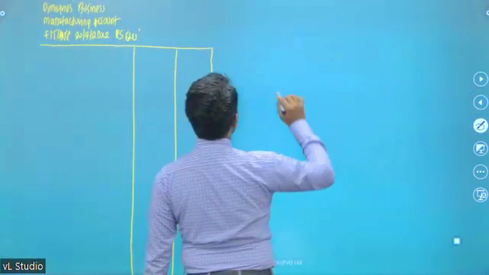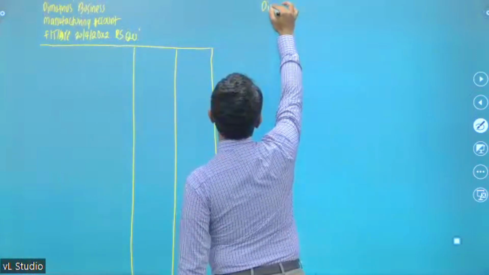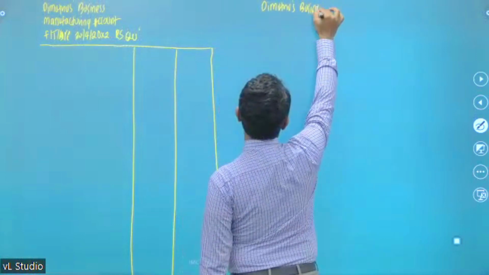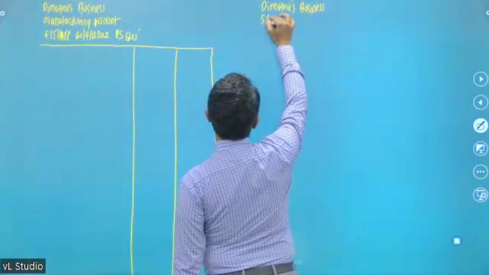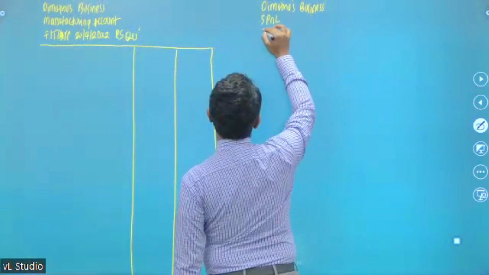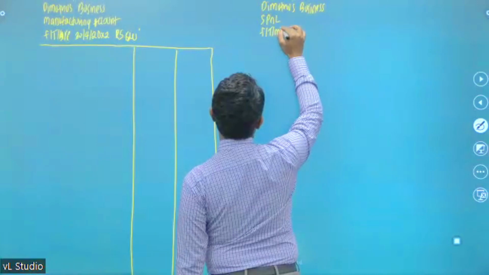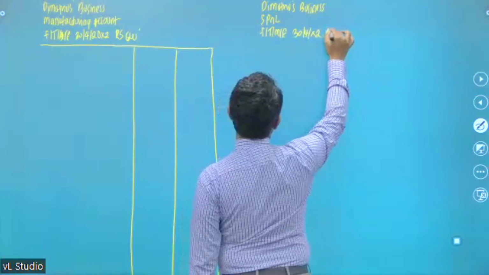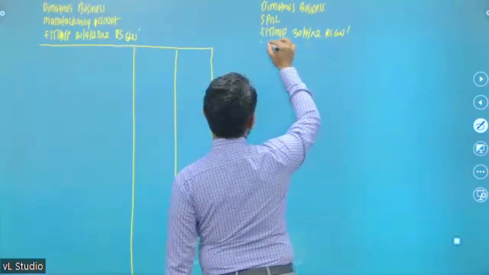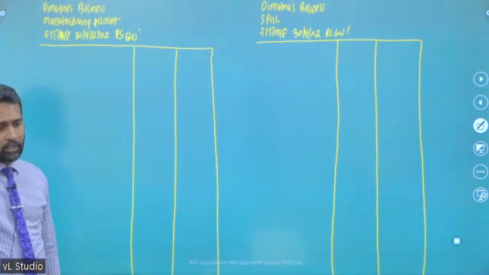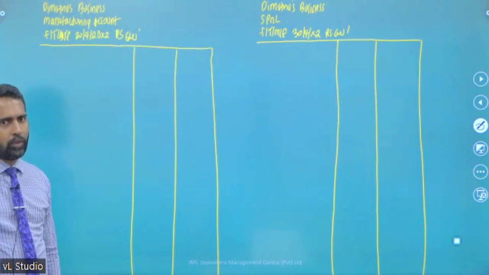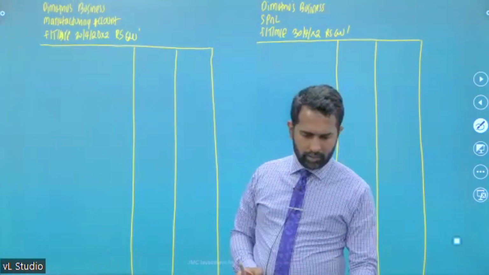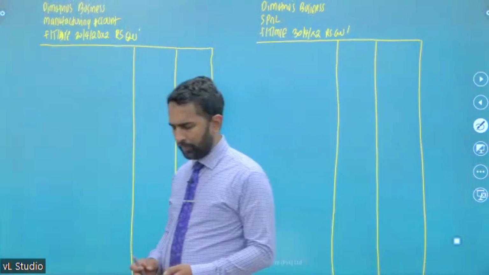And we are supposed to prepare the income statement. Dimuthu's business, statement of profit or loss for the month ended 30th April 2022. Figures are in rupees thousands. So I just basically drafted the format of the manufacturing account and the statement of profit or loss, right? So we'll start doing the question. Okay.